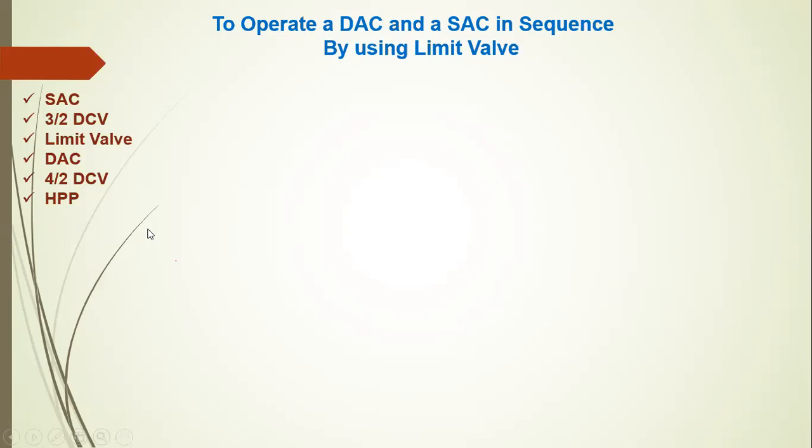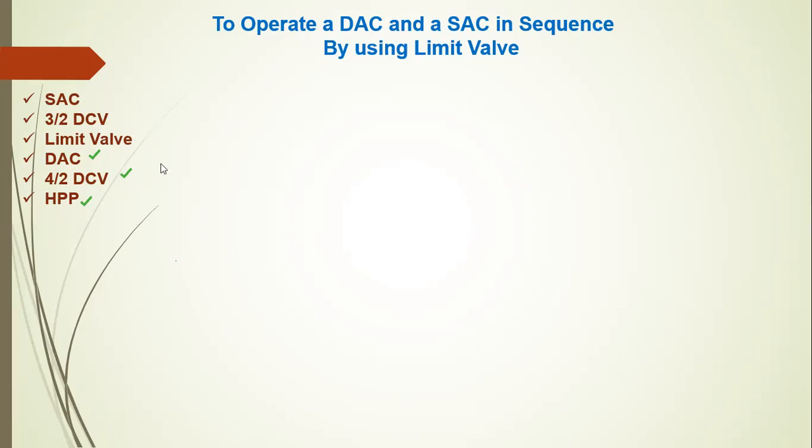A number of components are required to operate this circuit. The first component required is the hydraulic power pack. This is compulsory for all hydraulic circuit drawings. Then we require a 4 by 2 DCV, because we first operate the double acting cylinder. A double acting cylinder always requires a 4 way, 2 or 3 position direction control valve. In this circuit I use a 4 by 2 direction control valve.